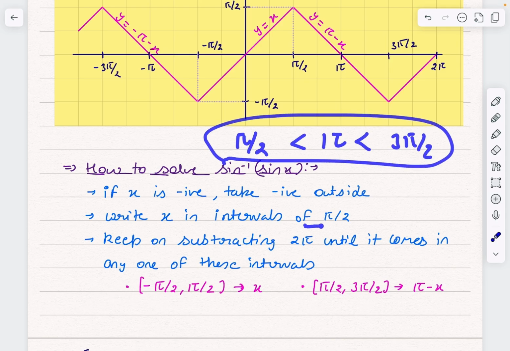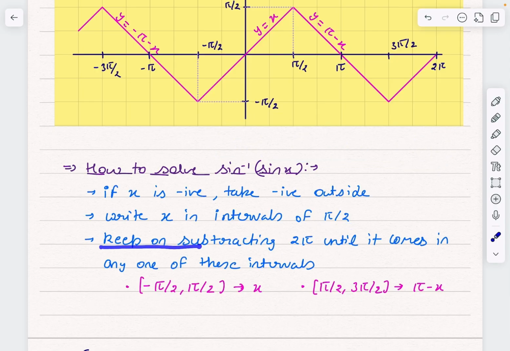Okay, you will see with the help of examples also. What do I mean by this? Then keep on subtracting 2 pi until it comes in any one of these intervals. Why 2 pi? Because the period of sine x is 2 pi. So if I add or subtract 2 pi, it doesn't make any difference. And we keep on doing that till the thing comes in a range. Either it will come into minus pi by 2 to pi by 2, then directly we can say x. And if it comes between pi by 2 and 3 pi by 2, then we can write pi minus x. We discussed already.